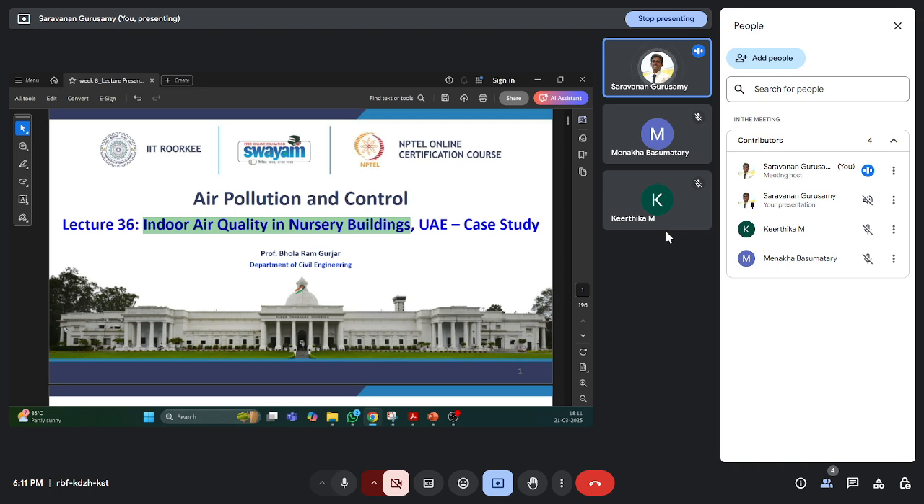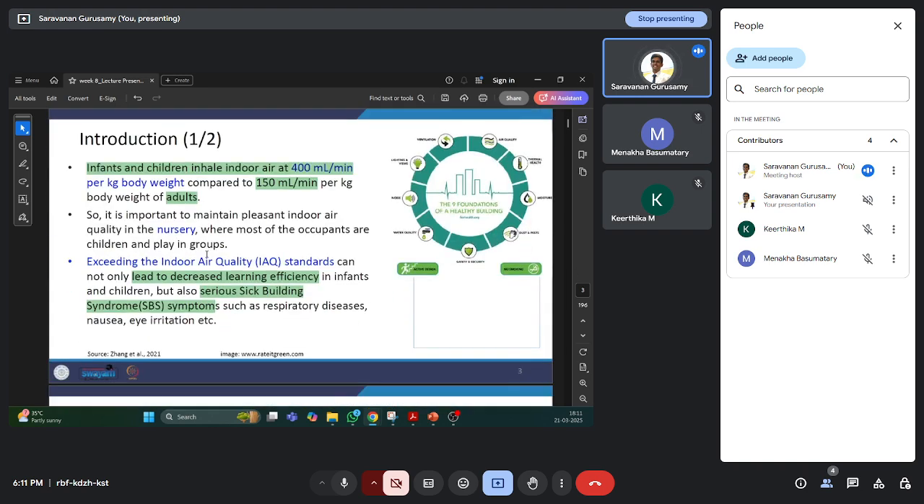So this week's first section will be on a case study related to indoor air quality. In the UAE, United Arab Emirates, they did an indoor air quality case study for nursery buildings. They wanted to know how children are affected by indoor air quality. Why have they chosen children and infants?